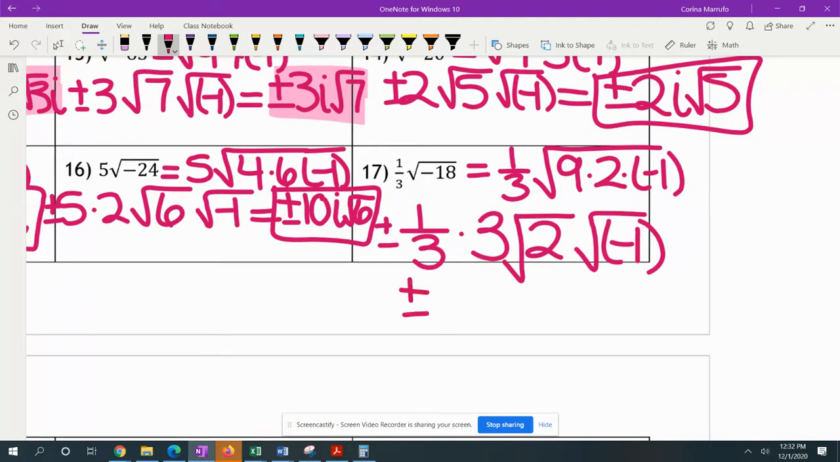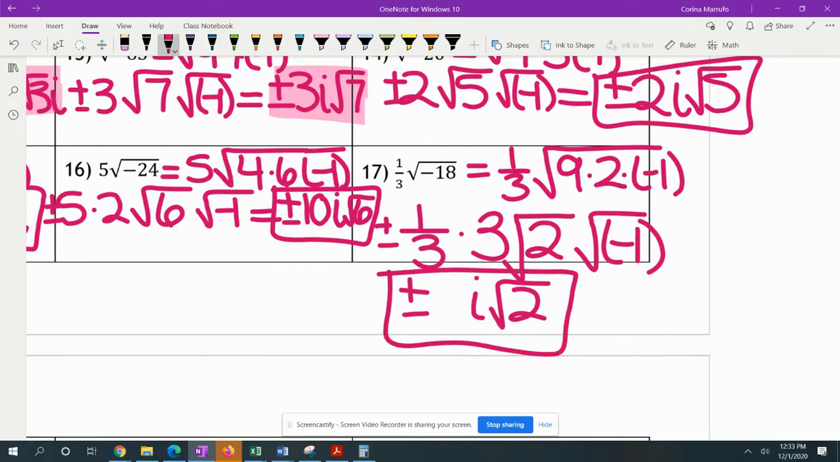3 times 1/3 gives us 1. And then the square root of negative 1 is i. And then we have the 2 that stays trapped inside the square root. Now this 1 being multiplied times the i is going to be invisible. So that would be our final answer.